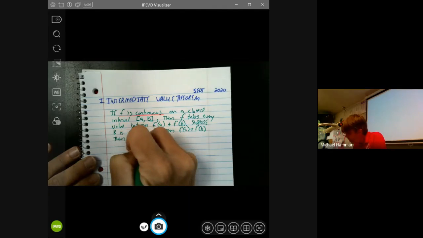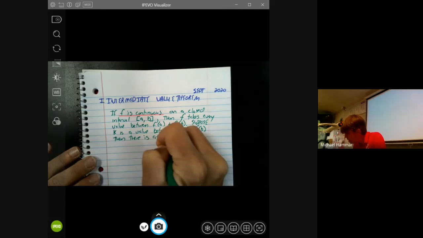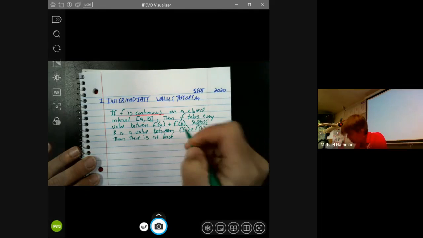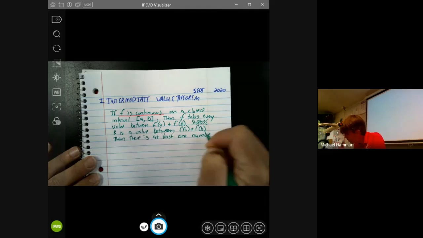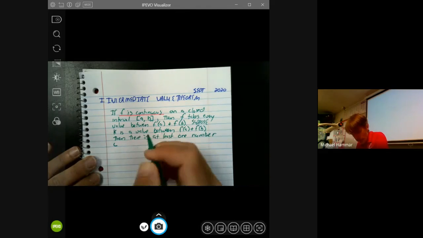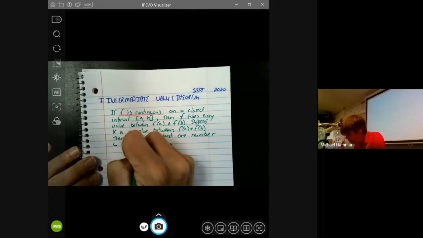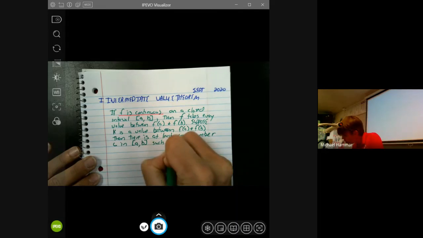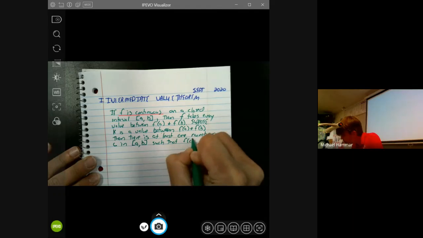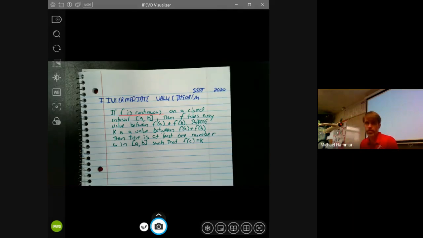Then there is at least one number, and we're going to call it c, in between a and b, such that f of c equals k. Okay, so it's kind of a really long sort of thing, but there are a couple things you need to note in there. There are some things that have to be true before you can even apply this theorem.